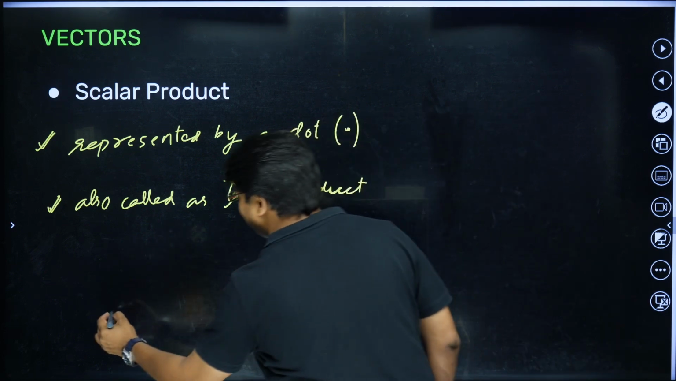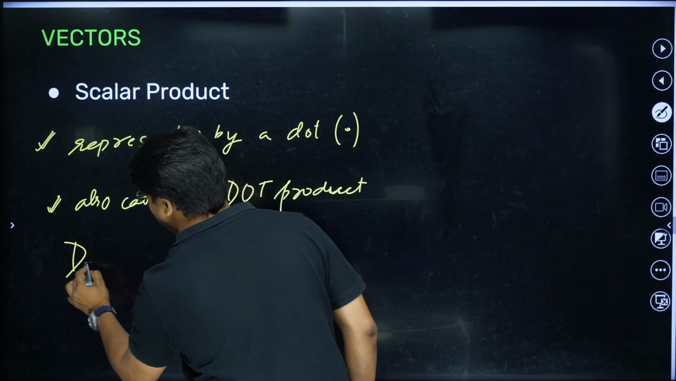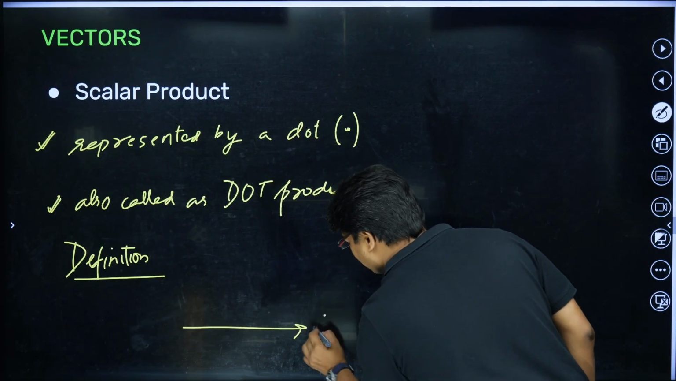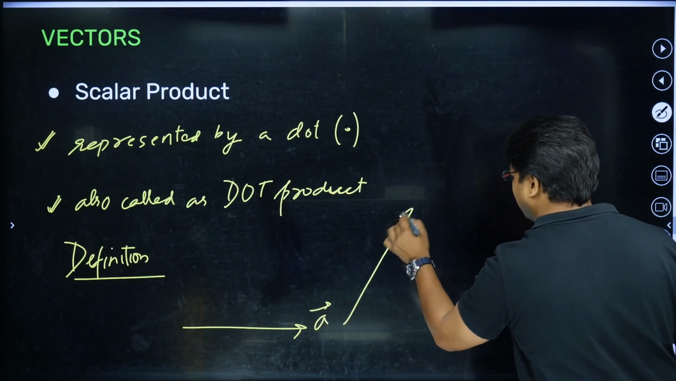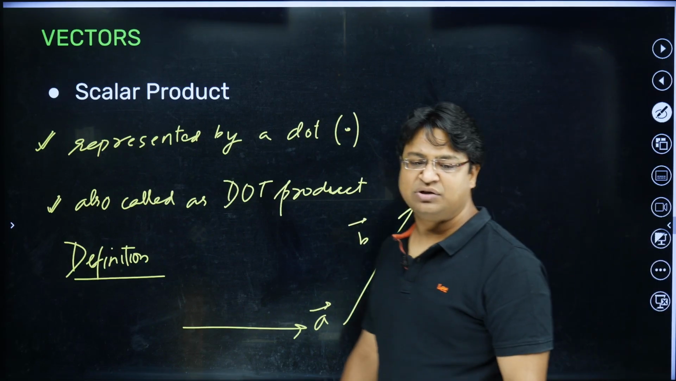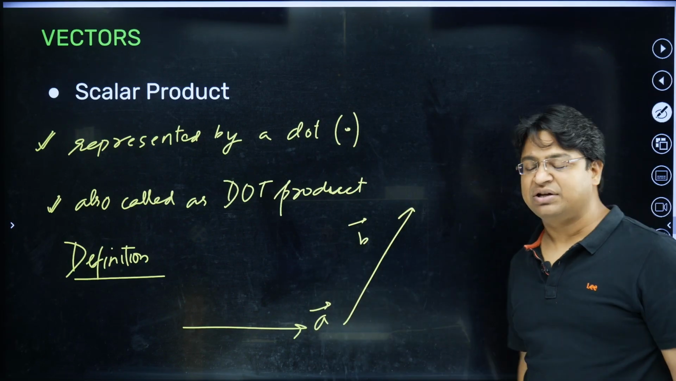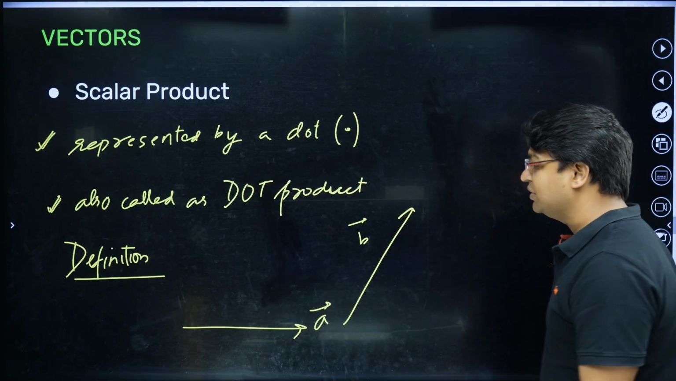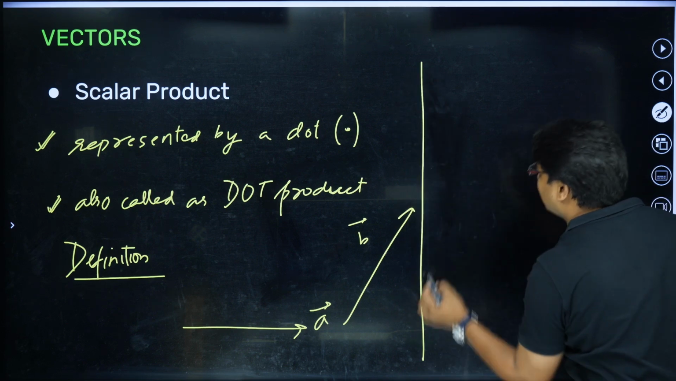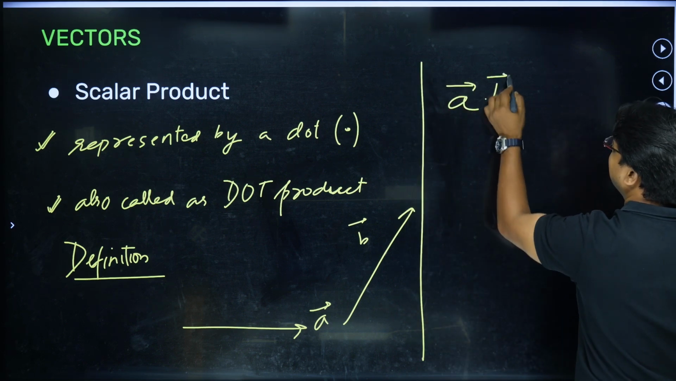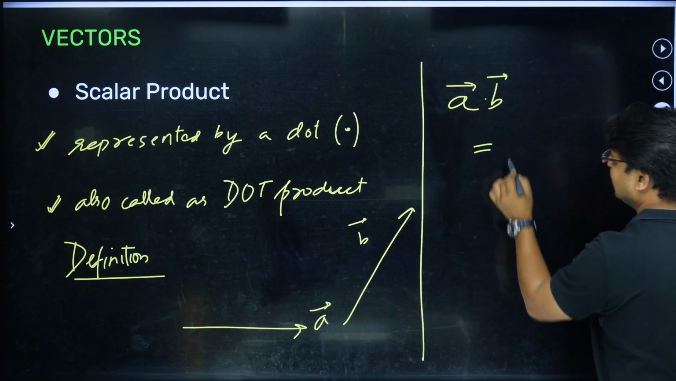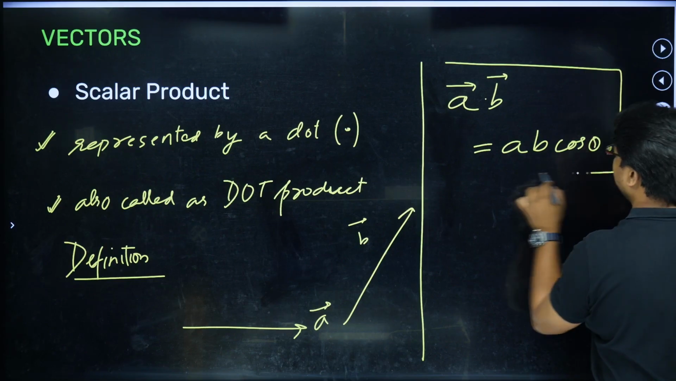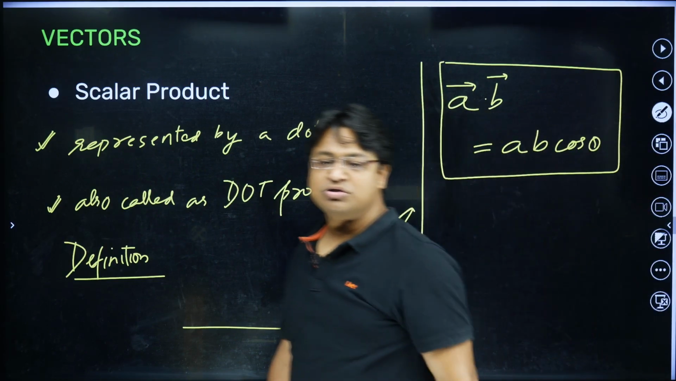Now, what is the definition? How do we define the dot product? Let's say there is a vector A and a vector B. Of course we can find the angle between the two vectors. We know how to do it. We first make the vectors either co-initial or co-terminus, and then we pay attention to the smaller angle in that figure. That will become the angle between the vectors. So A dot B is defined as AB cos theta, that is, the magnitude of vector A into the magnitude of vector B into the cos of the angle between them.